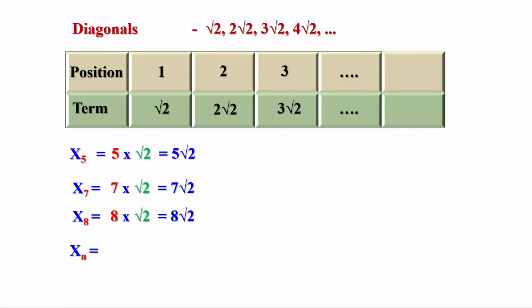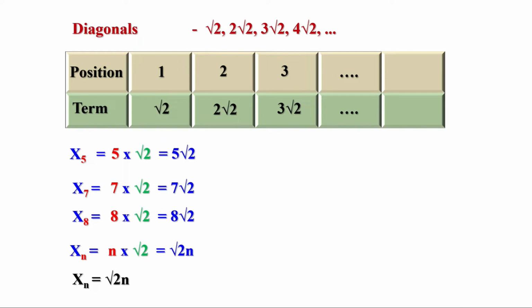Now let us generalize. What is the nth term? Position into root 2, that is n into root 2, and we can write it as root 2 n. So xn equal to root 2 n is the algebra of this sequence. Again, we can verify by putting n equal to 1, 2, 3, etc.